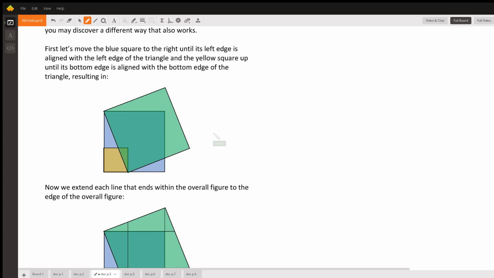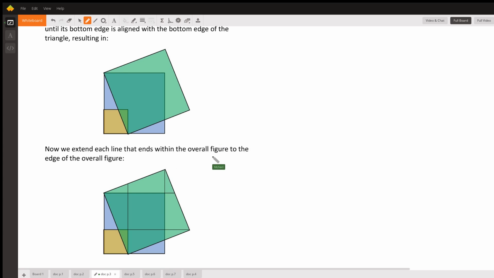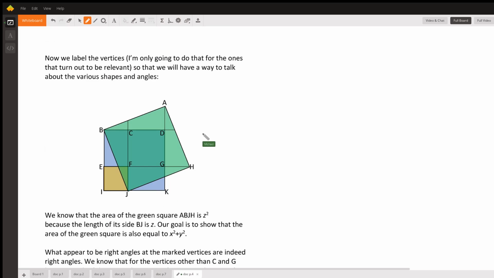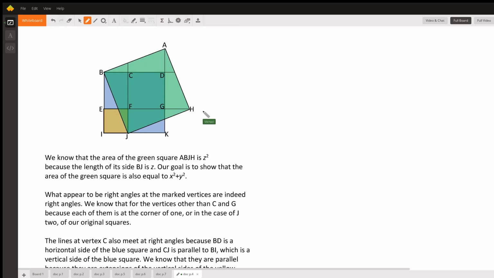So next we extend each line that ends within the overall figure to the edge of the overall figure. Like, for example, we extend this line from there on over to here. And now we label the vertices. I'm only doing that for the vertices that turn out to be relevant to the proof. And now we're going to have a way to talk about the various shapes and angles.